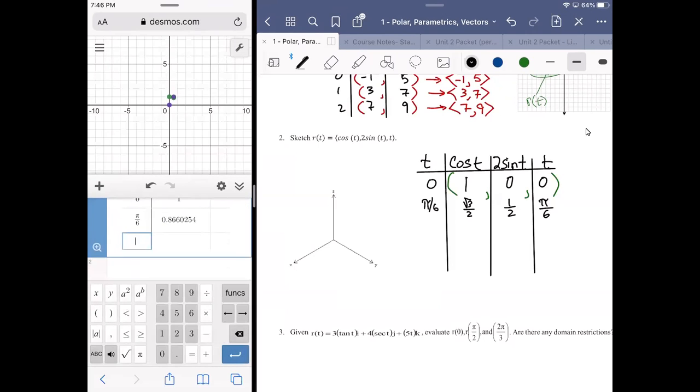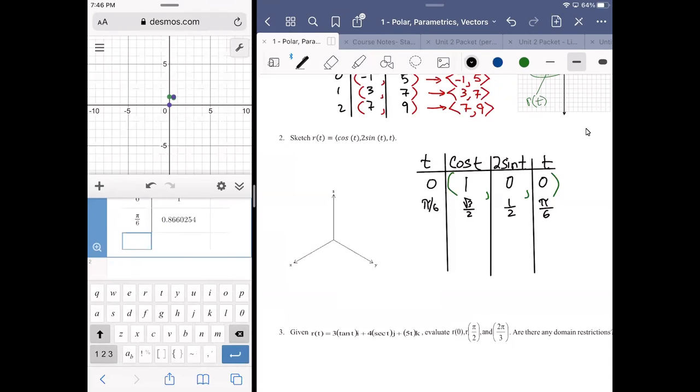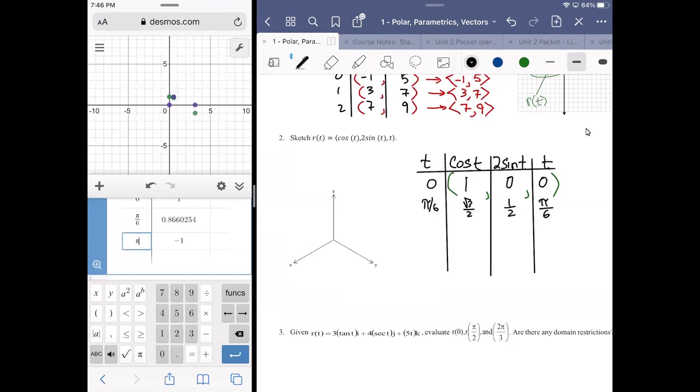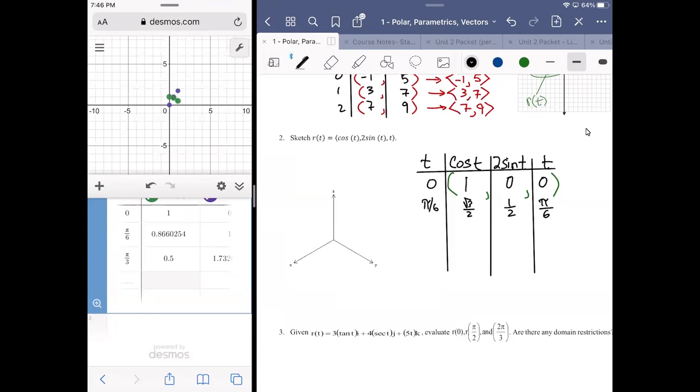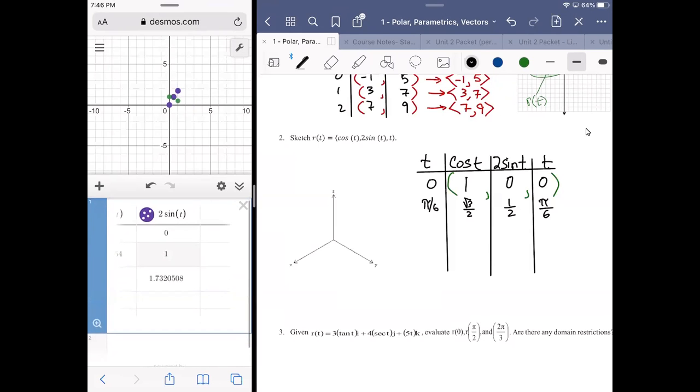So pi over 4 isn't really convenient for either of the functions, although you could include it if you want, but I tend to want to skip that. So pi over 3 would be my next one. Oh, sorry, it's 2 sine of t. So I had the 1/2 there, but it should have been a 1. So pi over 3 will give me a 1/2 and then a radical 3.